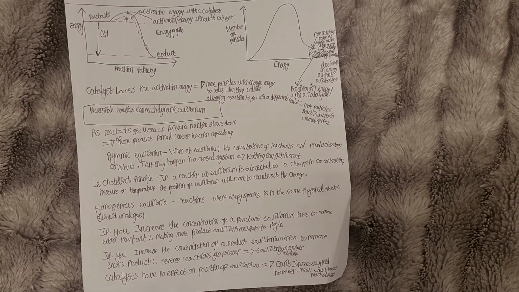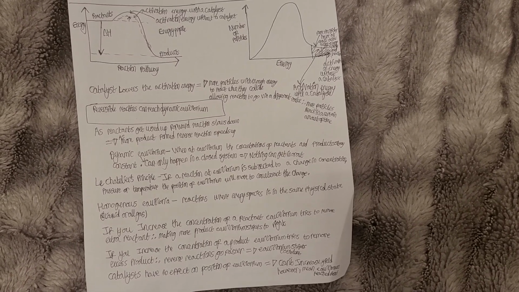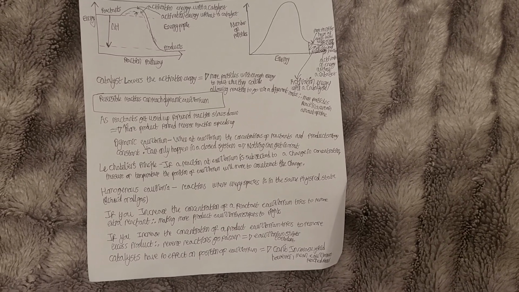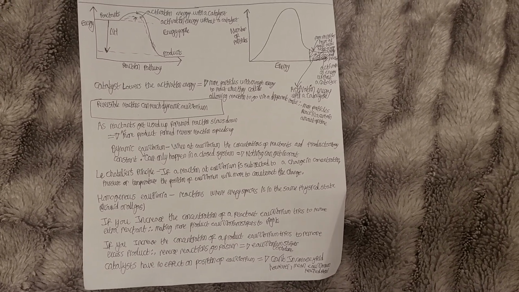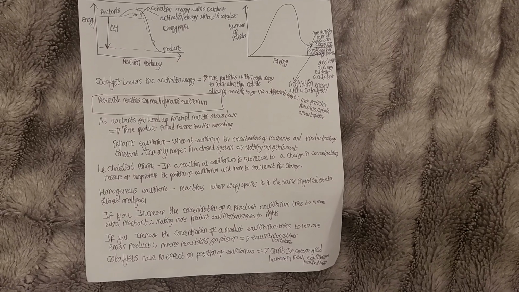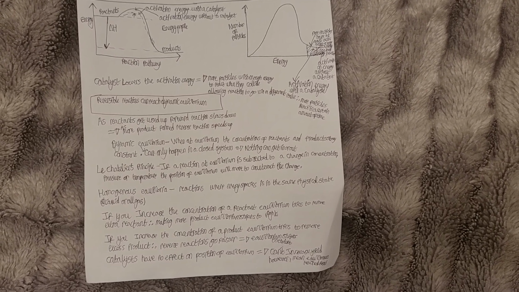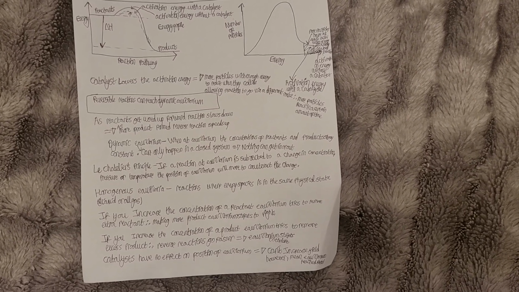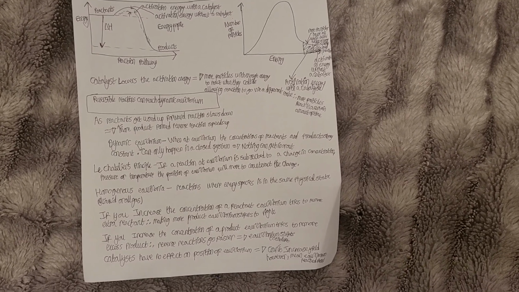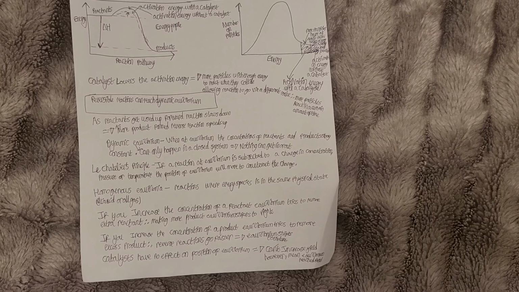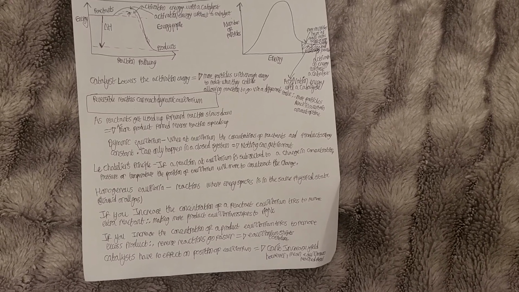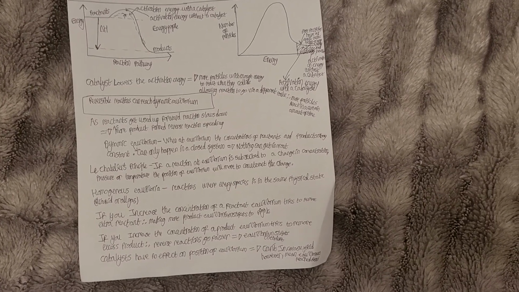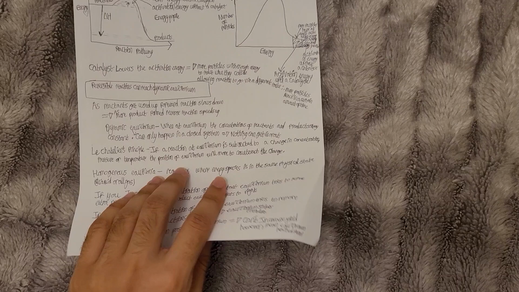Homogeneous equilibria, reactions where every species is in the same physical state, either liquid or gas. If you increase the concentration of reactant, equilibrium tries to remove the extra reactant, therefore making more product, so equilibrium shifts to the right. If you increase concentration of product, equilibrium tries to remove the excess product, therefore reverse reaction goes faster, equilibrium shifts to the left. Catalysts have no effect on position of equilibrium, can't increase yield, however, they do mean equilibrium is reached faster.